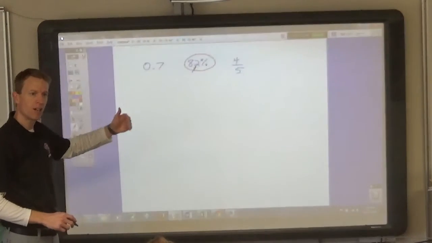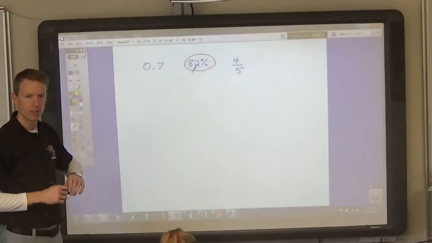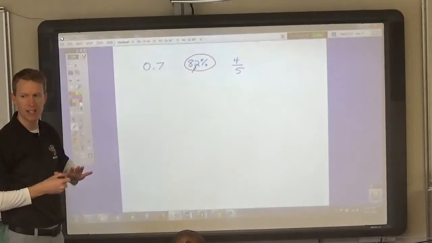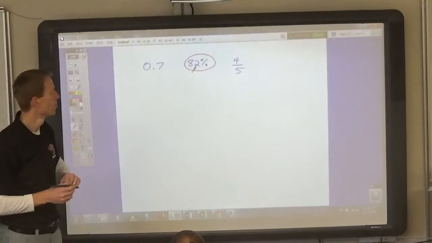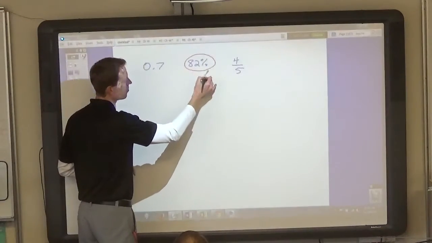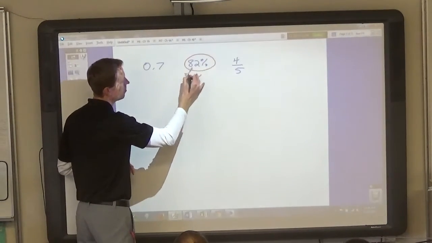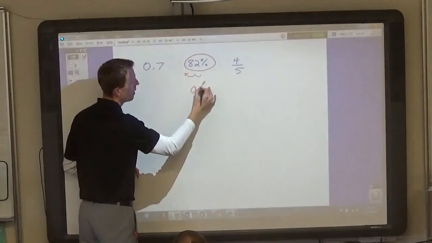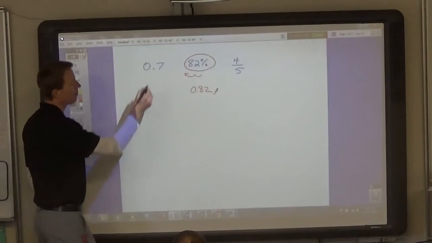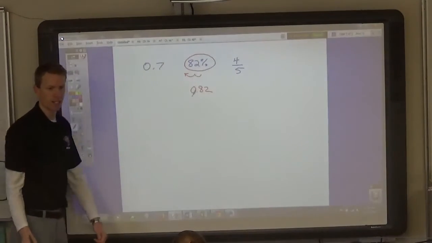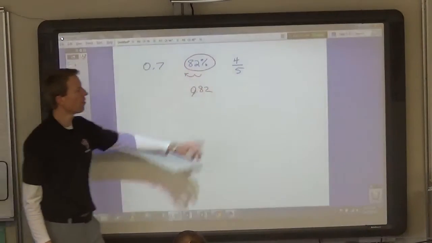You move the point. Which way and how many? Bella? Left 2 times. 2 places to the left. So this is 0.82. Now we have this one as a decimal, this one as a decimal. How do we convert this one to a decimal?